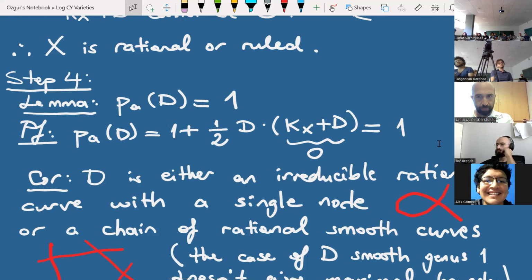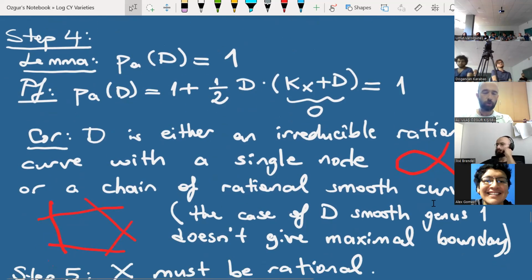So this tells you that D is rather restricted. It must be either some irreducible rational curve with a single node, just like a nodal cubic, or it could be a chain of rational smooth curves, just like the one shown in the picture. So each intersecting the next one and coming back. Well, one also could in principle have a smooth genus 1 curve, but in that case you don't have a maximal boundary. Then you have no points which are locally analytically isomorphic to the union of two lines. So that doesn't happen.